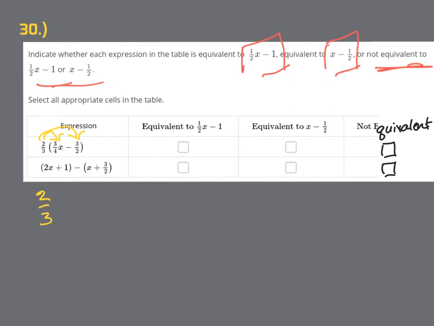2/3. Everybody gets a 2/3. 2/3 times 3/4 x minus 3/2. Whoa. Mrs. DeSilva, you're doing crazy things. Minus 2/3 times 3/2. Oh, fancy. Okay, so let's see.